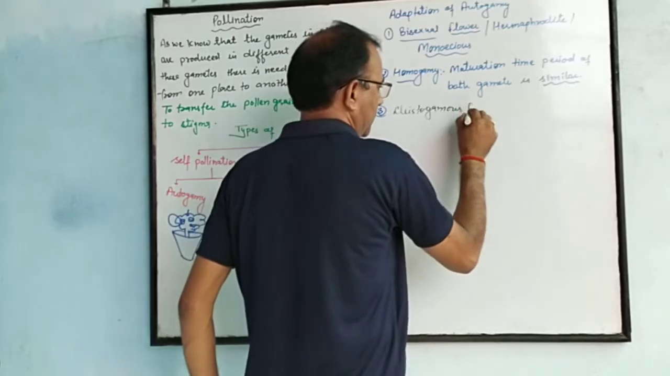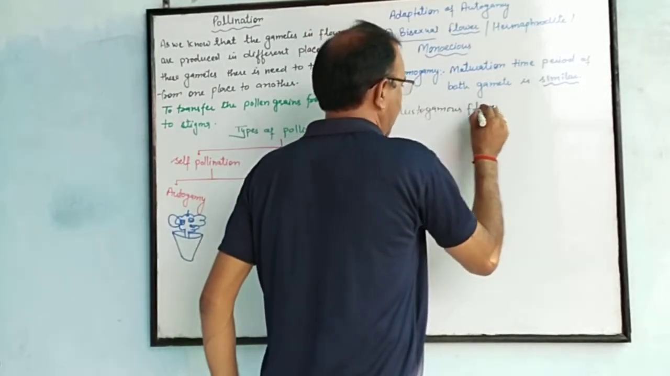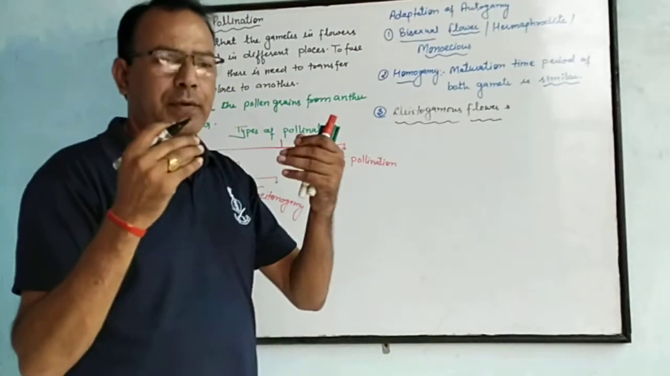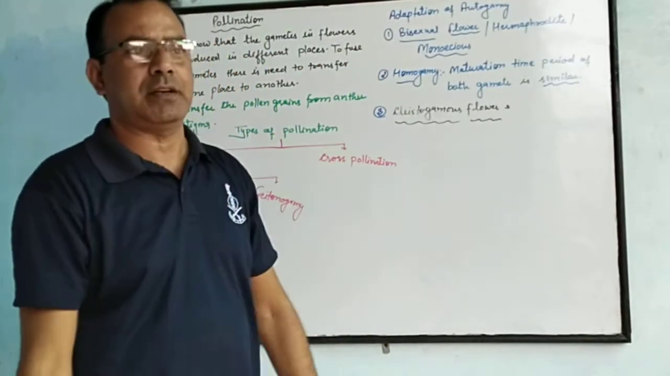Clistogamous flower. What do you mean by clistogamous flower? The flowers in which male and female parts are both attached with each other.